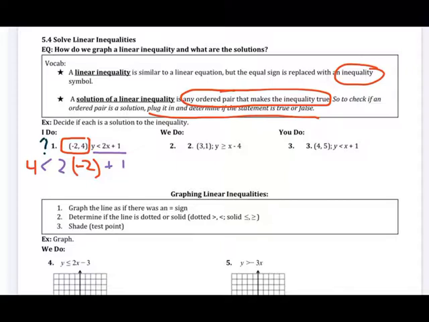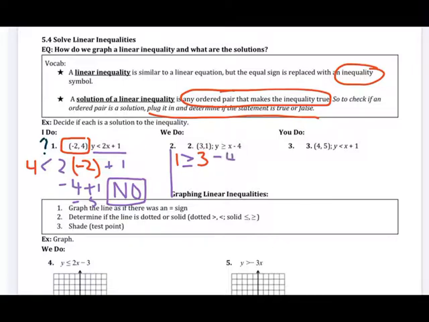This is going to become -4 plus 1, which is -3. Is 4 less than -3? No, it's not. So that point is not a solution to this linear inequality. So let's look at number 2. We're going to ask ourselves, what number are we plugging in for y? And that number is 1. We're going to ask ourselves, what number are we plugging in for x? And that number is 3.